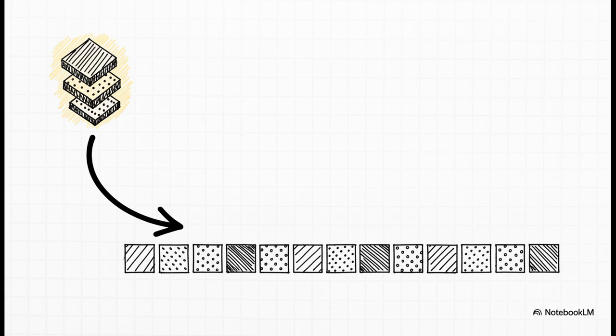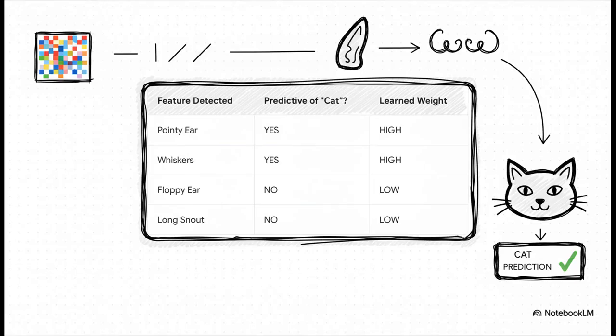This list is the ultimate summary of everything important the network found in the image. Then, this massive list gets fed into what you can basically call the network's brain. And this is where the learning part really shines. Through tons of training, this part has learned to give each feature a score, or a weight, based on how important it is. It's learned that pointy ear and whiskers are huge clues for cat, so they get a high weight. And it's learned that a feature like a long snout is a really bad clue for cat, so that gets a very low weight.